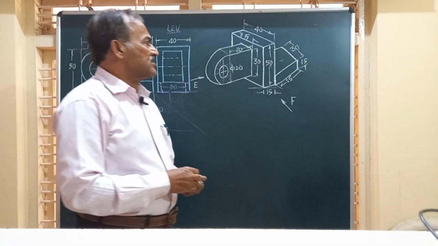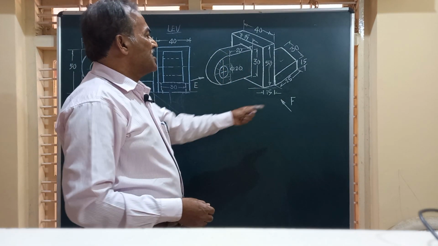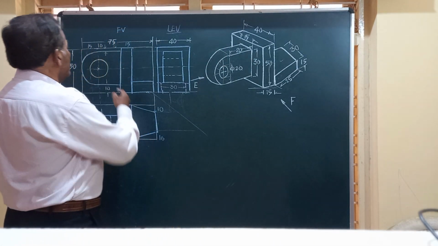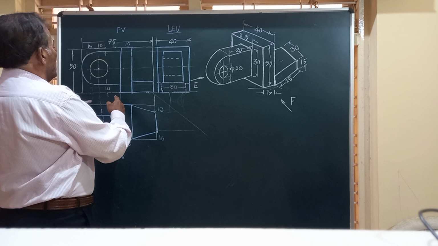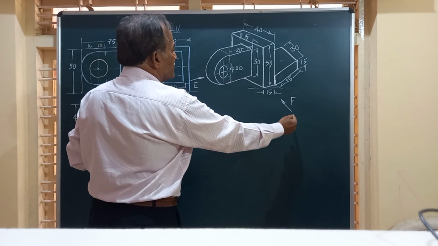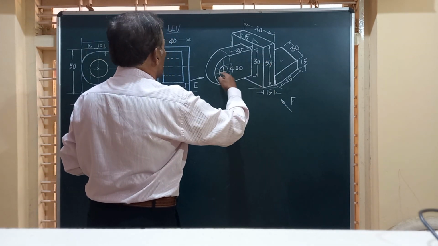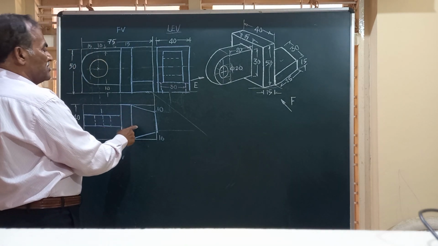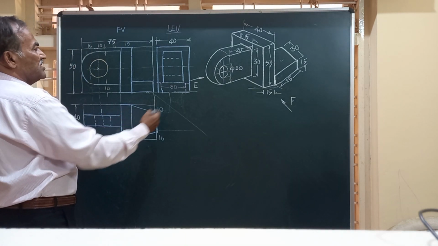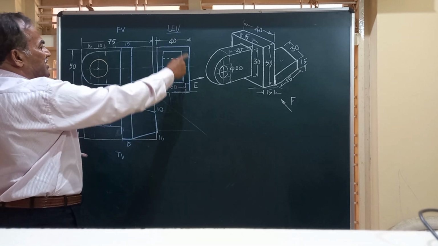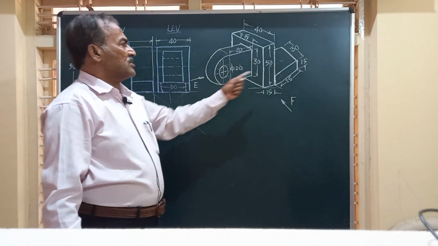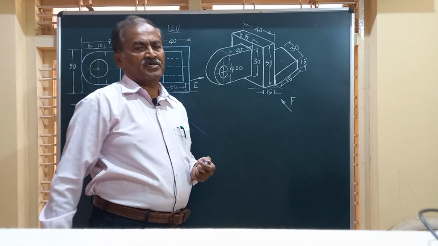So friends, for the given isometric view of the component, we have drawn the front view as per the direction shown, that is the front view of the solid. The top view of the solid is also shown here, and friends, in the end view you have got a dimension of 40 by 50, and we have shown all the components of this part.